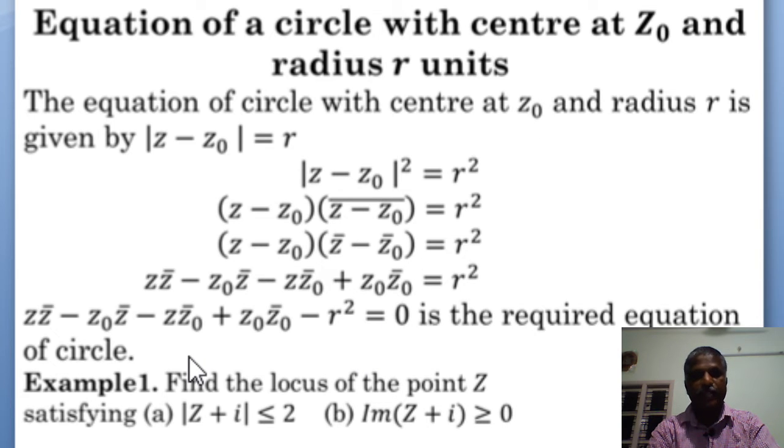Let us see some examples on equations of circles. Find the locus of the point z satisfying, first one, modulus of z plus i less than or equal to 2. Second one, imaginary part of z plus i greater than or equal to 0. So let us see one by one.